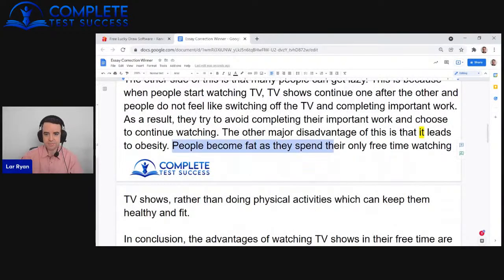People become fat as they spend their only free time watching TV shows rather than doing physical activities which can keep them healthy and fit. Okay, and this one is actually about watching TV too much. So this isn't just about watching TV for an hour a day. This is about never doing anything else. You're spending all your time watching TV. You're getting fat. You're not doing exercise. So this main idea actually is relevant, but it's the only part of the essay that is relevant to the question.